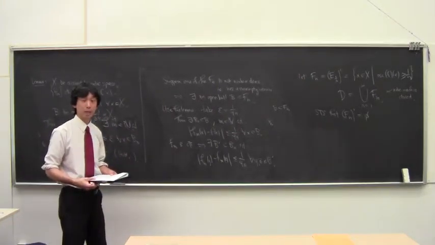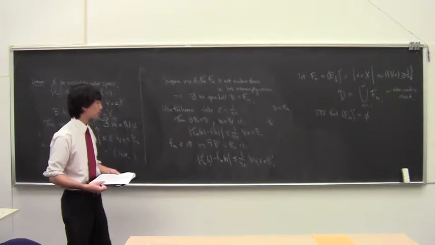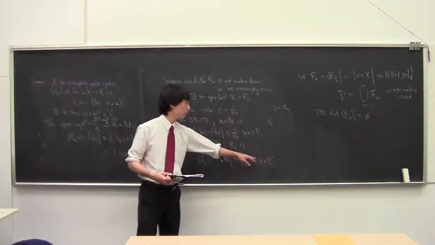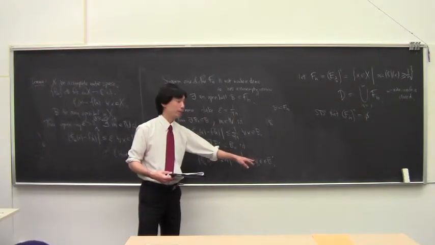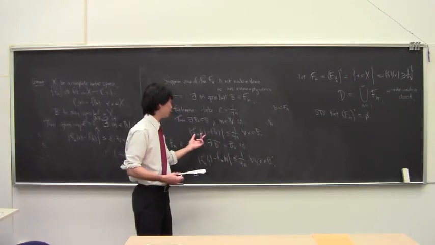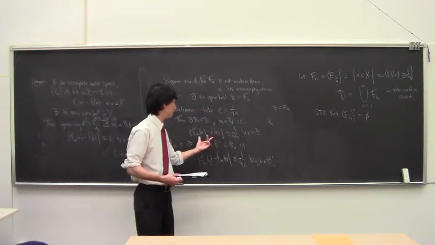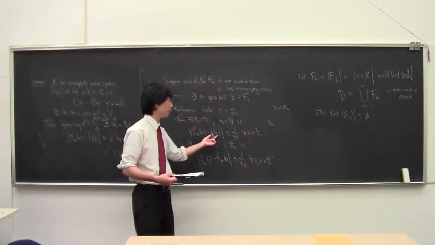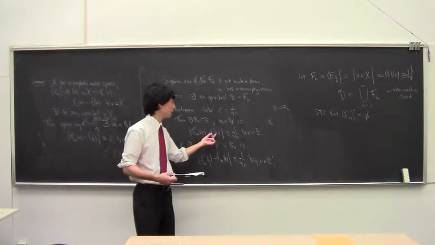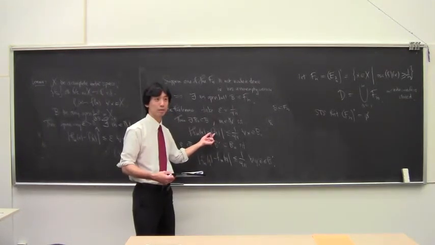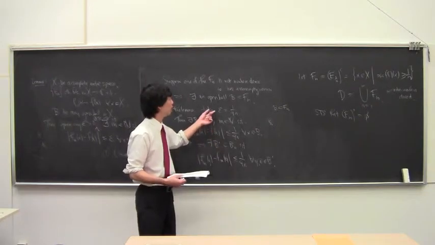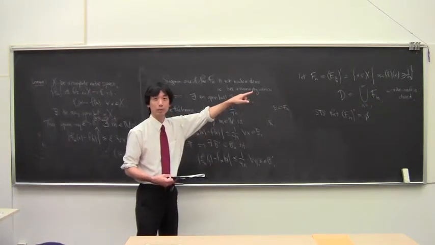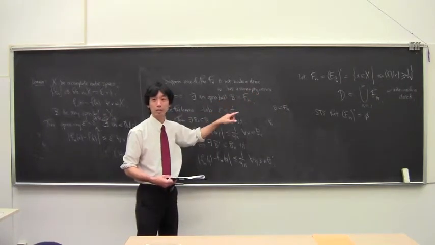Okay, but then you see what happens, right? The oscillation of Fm is controlled on that little ball, and also on that little ball, the sup norm difference between Fm and F is small, which means that the oscillation of F is controlled on that ball. But that ball is the place where the oscillation is bigger than 1 over n. So you get a contradiction.